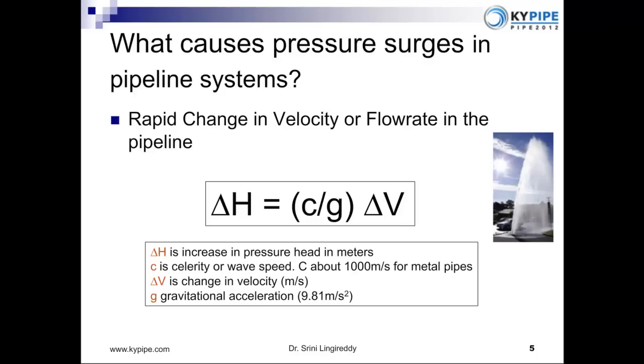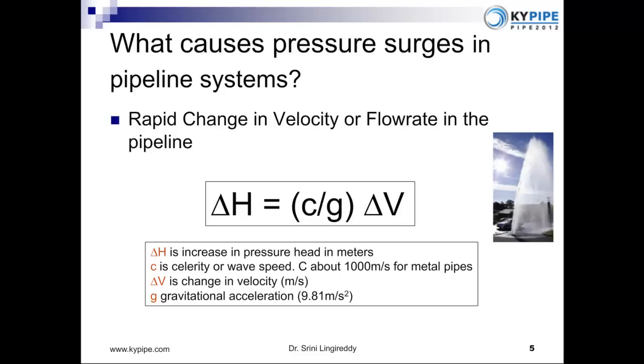So the ratio here would be approximately 100 in SI units. What it means is for every 1 meter per second change in the velocity, potentially there could be 100 meters change in the pressure, 10 bars. A 1 meter per second change in velocity is quite common, and so you would expect a rapid increase or decrease in the pressure to the magnitude of 10 bars, 100 meters, about 300 feet.